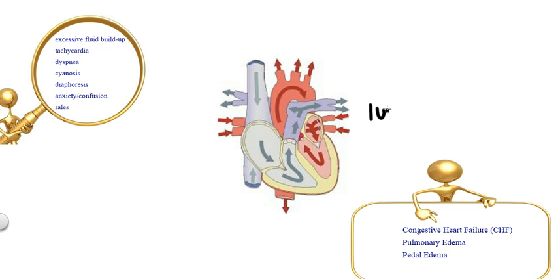Congestive heart failure occurs when the heart doesn't pump efficiently, leading to excessive blood or fluids in the lungs, the body, or both. The fluid buildup can lead to edema, swelling. Some signs and symptoms of this are tachycardia, dyspnea, elevated blood pressure, cyanosis, diaphoresis, cool, clammy skin, anxiety or confusion due to hypoxia, pulmonary or pedal edema.